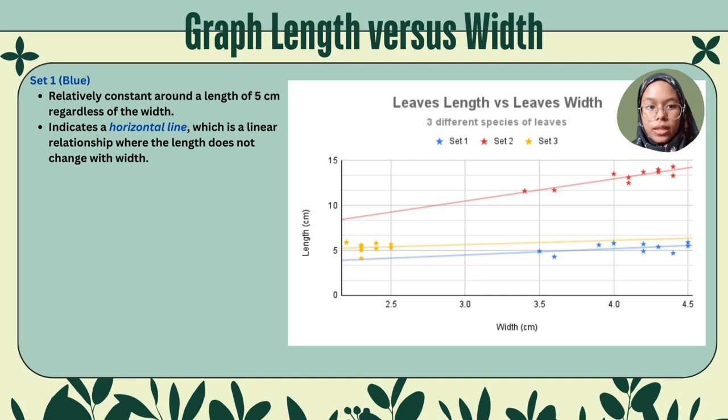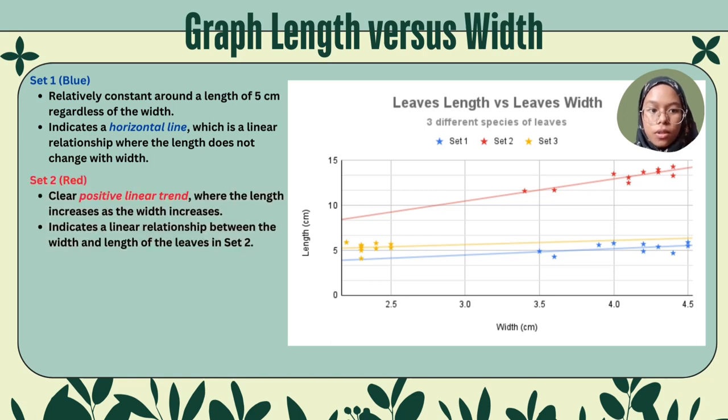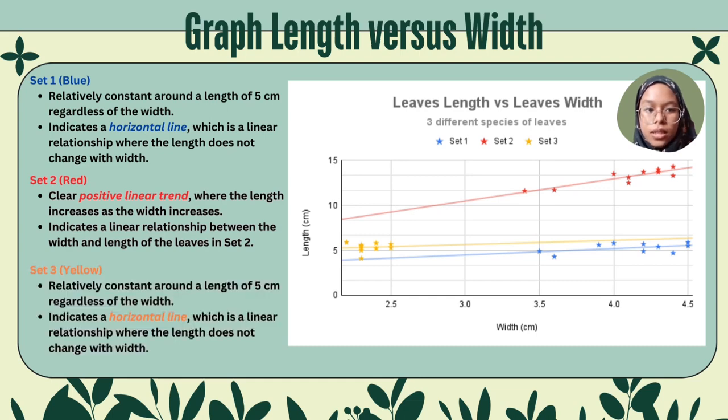For set 1, the data points are relatively constant around a length of 5 cm regardless of the width. This indicates a horizontal line, which is a linear relationship where the length does not change with width. Set 2, the data points show a clear positive linear trend where the length increases as the width increases. This indicates a linear relationship between the width and length of the leaf in set 2.